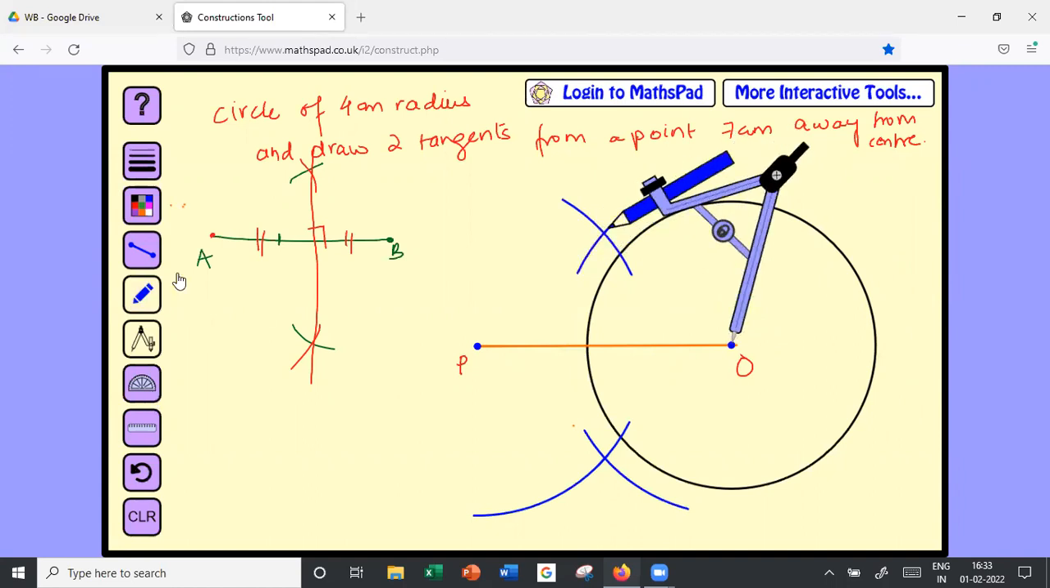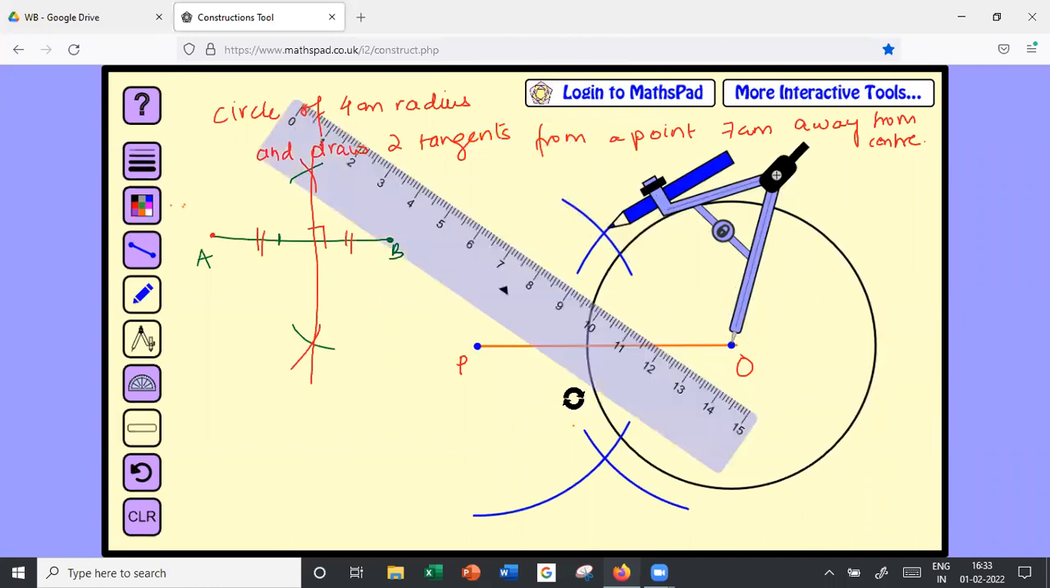Right, okay. So now you just join this. Take your ruler, join the lines, and you can mark the midpoint as M.